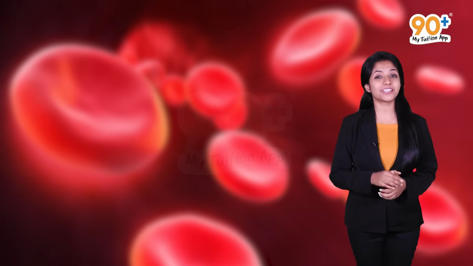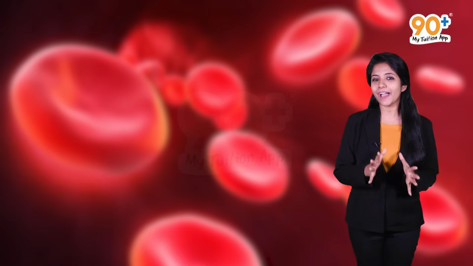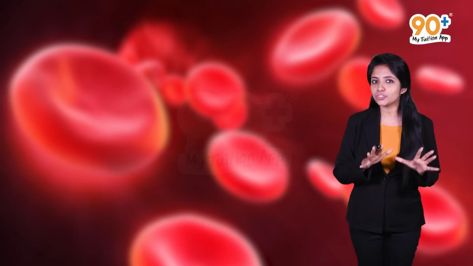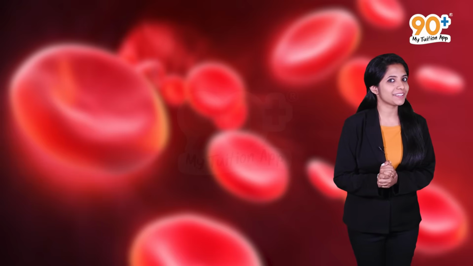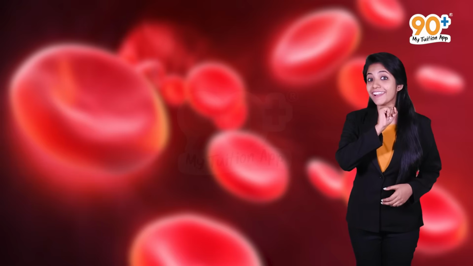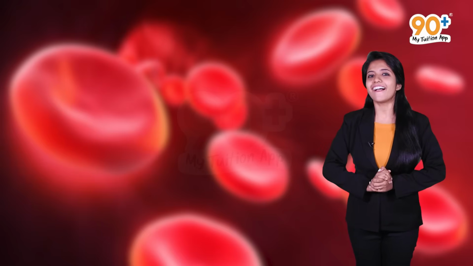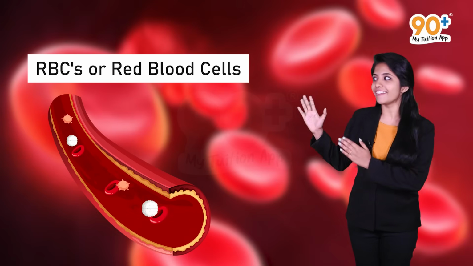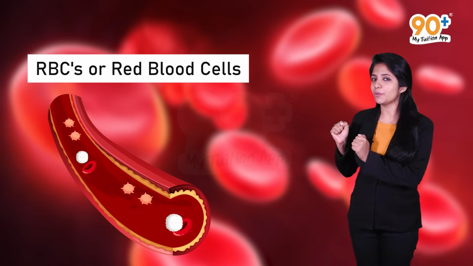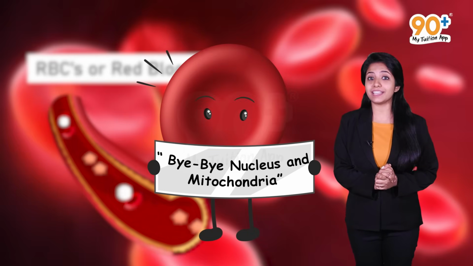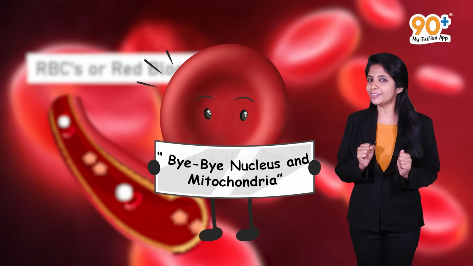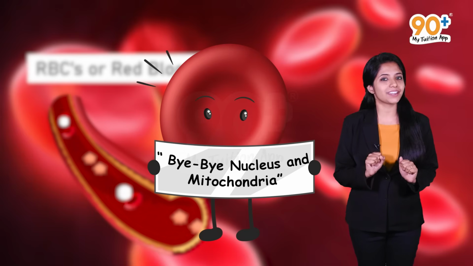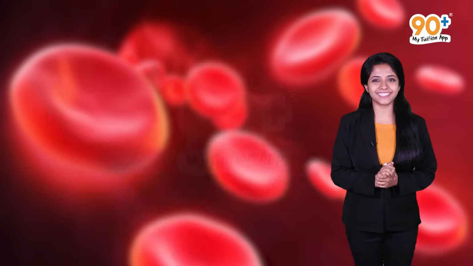I also noted one thing, that is, despite their different functions, almost all different types of cells have the same set of cell organelles. Well, there are exceptions too, like our RBCs or red blood cells. You know what? They do not have a nucleus and mitochondria. Well, these cell organelles are new to you, right? But you will be studying about them really soon.